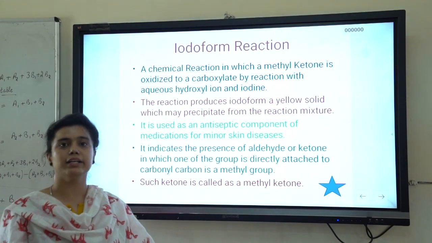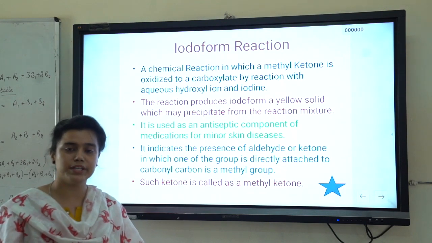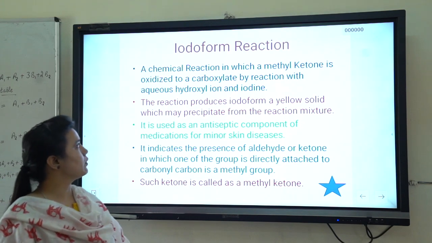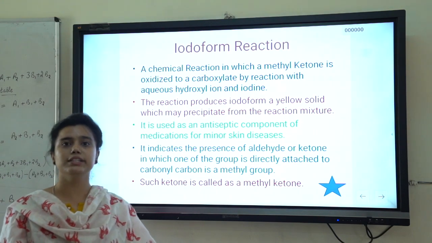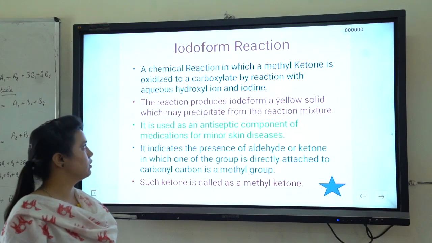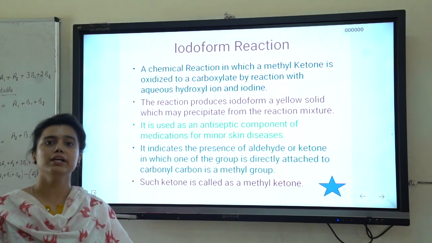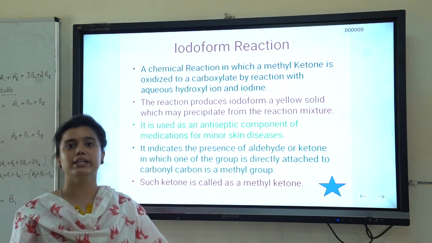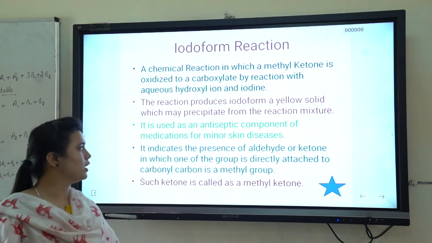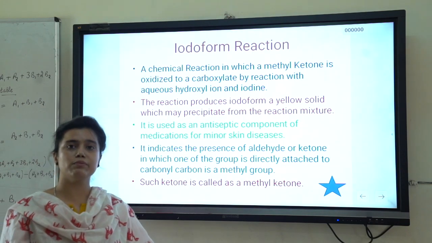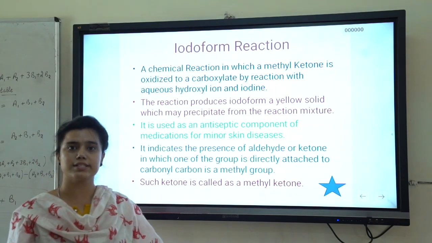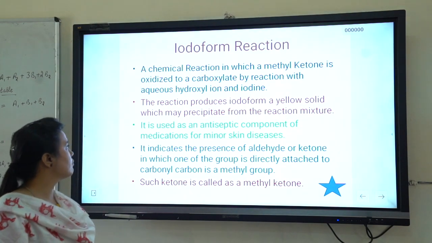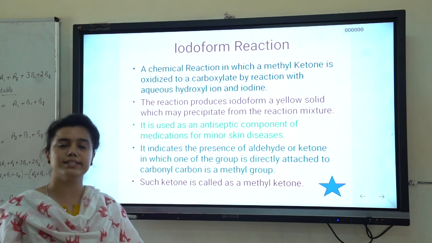The presence of methyl ketone in order to depict the iodoform reaction is a very imperative point. This reaction produces iodoform, that is CHI3, a yellow colored solid which may precipitate from the reaction mixture. Whenever we end this performance, we will get the yellow colored product known as iodoform. Why do we generally synthesize iodoform? Because it is used as an antiseptic component of medications for minor skin diseases.